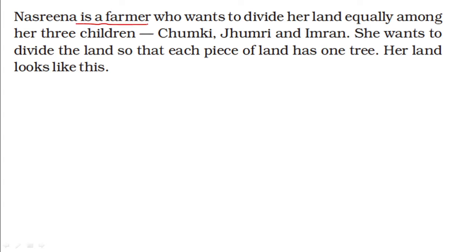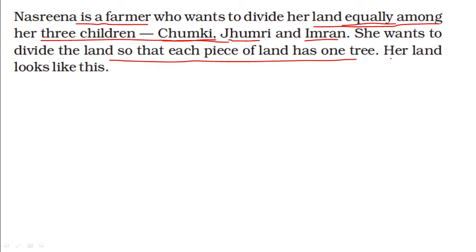Nasrina is a farmer who wants to divide her land equally among her three children, Chumki, Jhumki, and Imran. She wants to divide the land so that each piece of land has one tree. Her land looks like this.